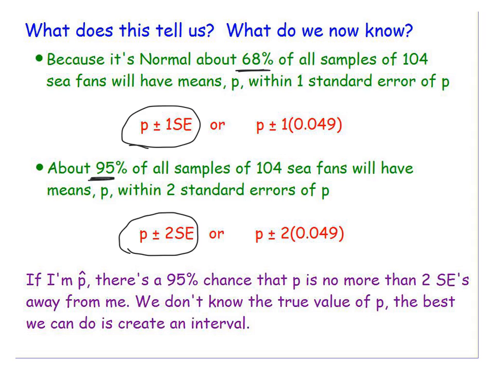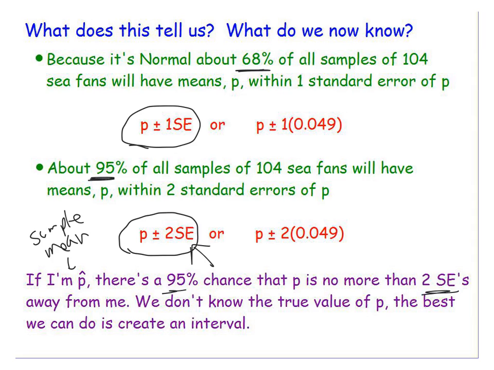So, in other words, if I'm P hat, remember P hat is the sample mean, there's a 95% chance that P is no more than 2 standard errors away from me. Notice 95, 2 standard errors. That's exactly what we just looked at here. So if I'm P hat, if I'm the sample mean, then there's a 95% chance that the real P for all CFANs is no more than 2 standard errors away from me.